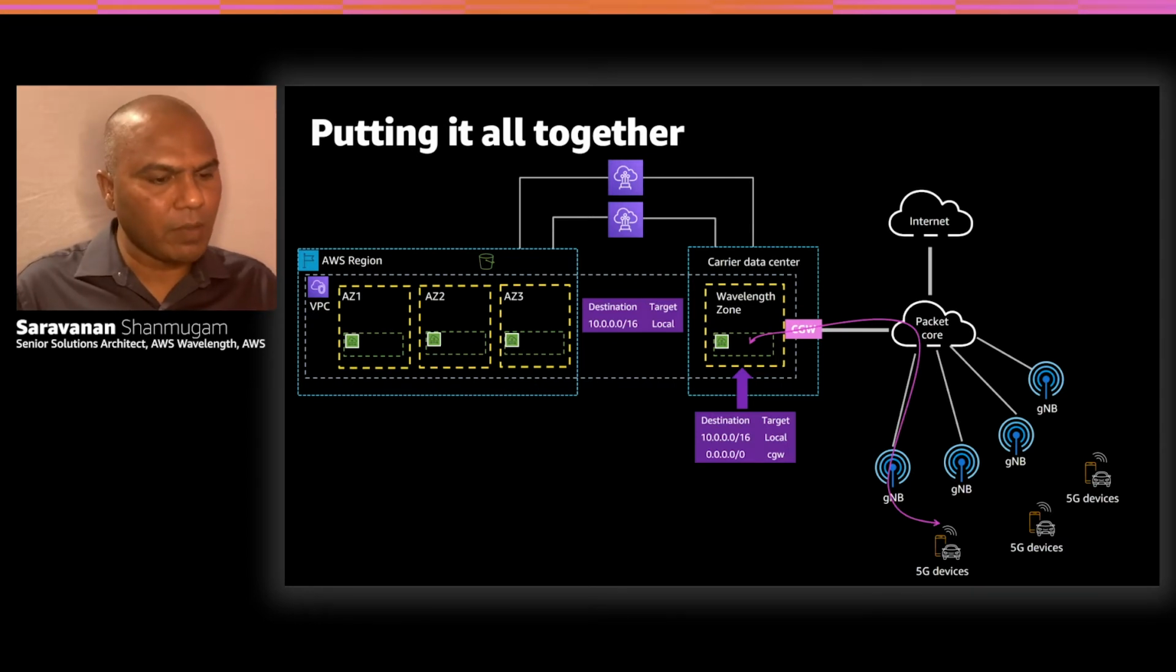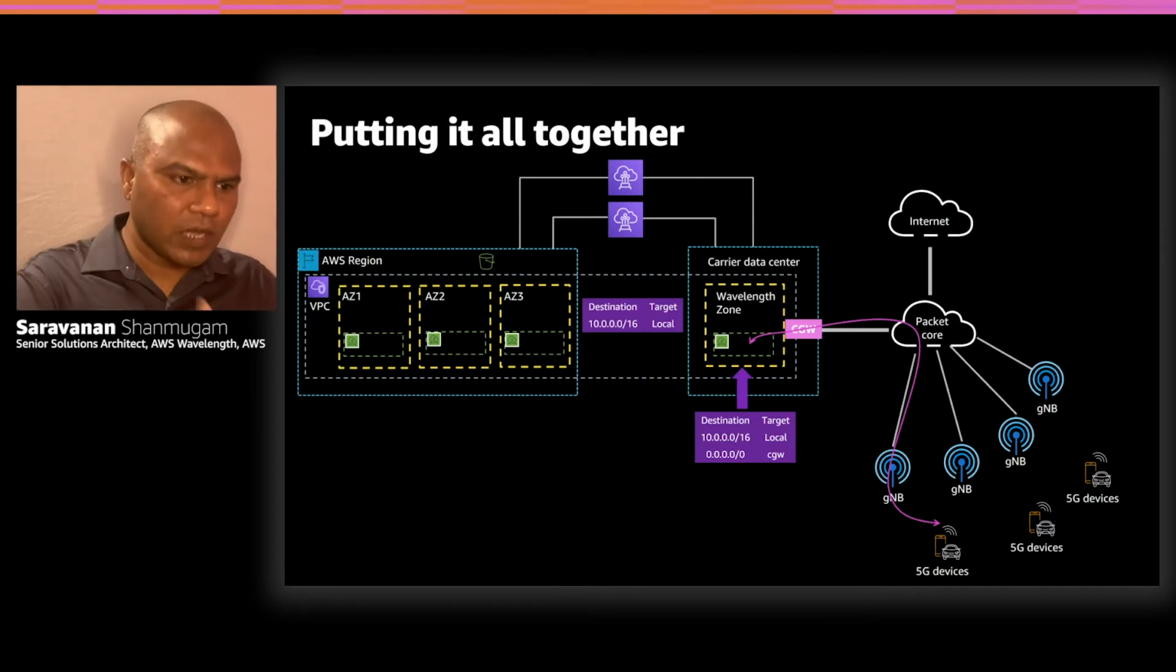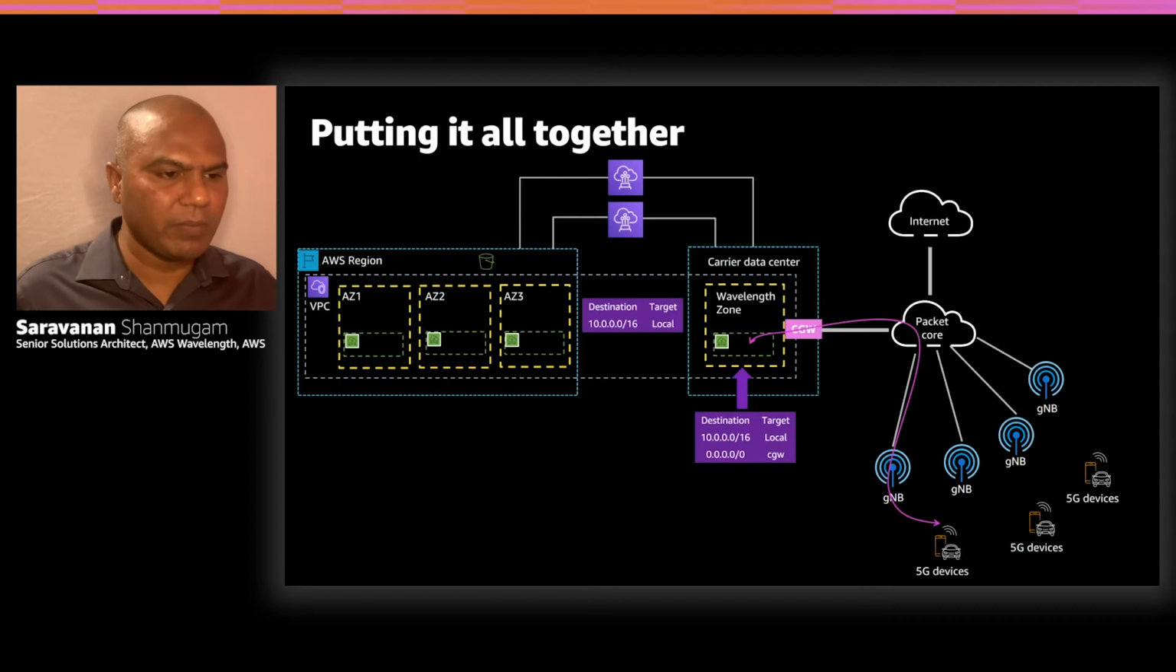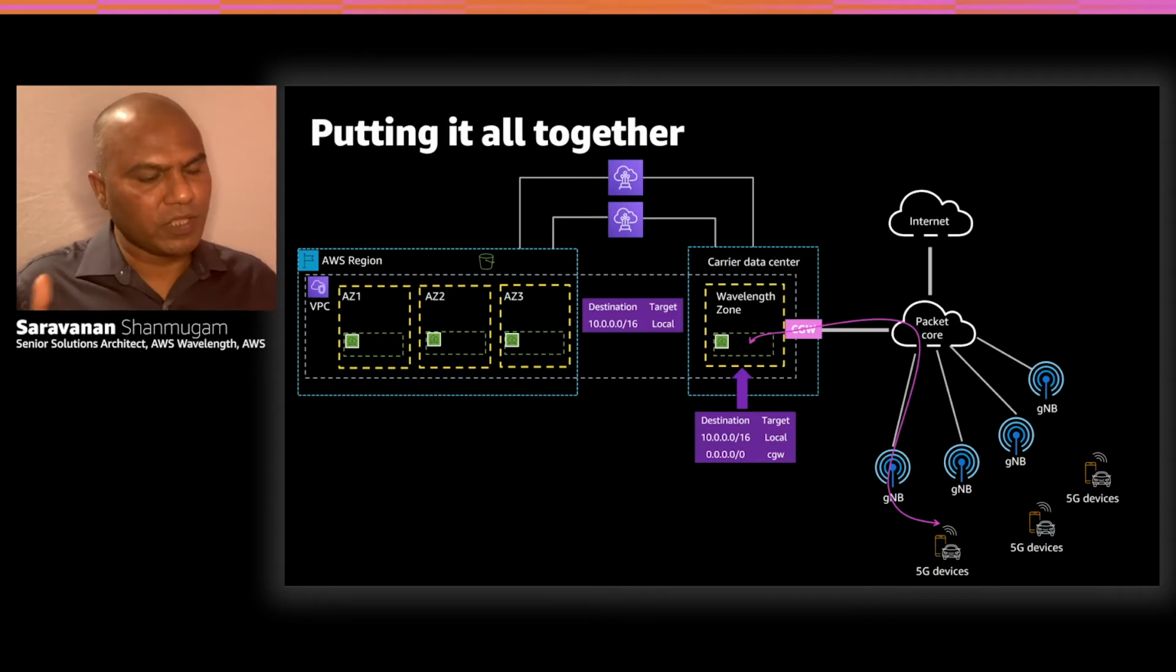That's going to be the predominant amount of traffic that is going to come into your Wavelength Zone, right? So that's where the carrier gateway becomes very important. In this case, you have to create a new route table, a custom route table, and then attach that to the subnet inside the Wavelength Zone. And also create a default route, as you see in the slide, pointing that default route to the carrier gateway.